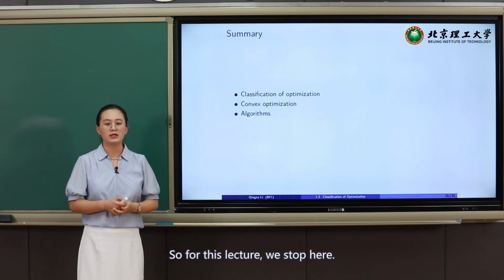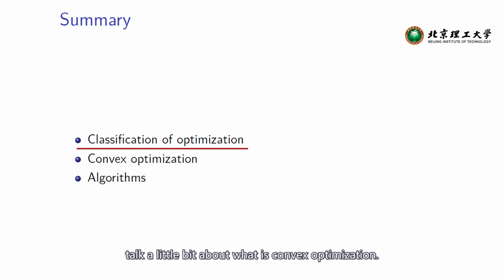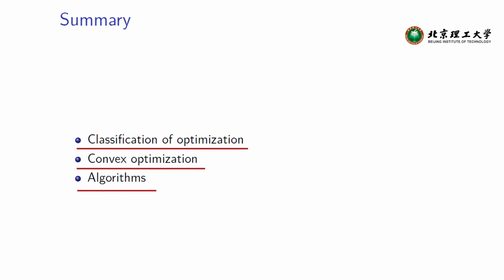Right, so for this lecture, we stop here and let's make a brief summary. We introduced different ways to classify optimization problems, and we talked a little bit about what convex optimization is. Finally, we ended with numerical algorithms, how they work, the rough idea.